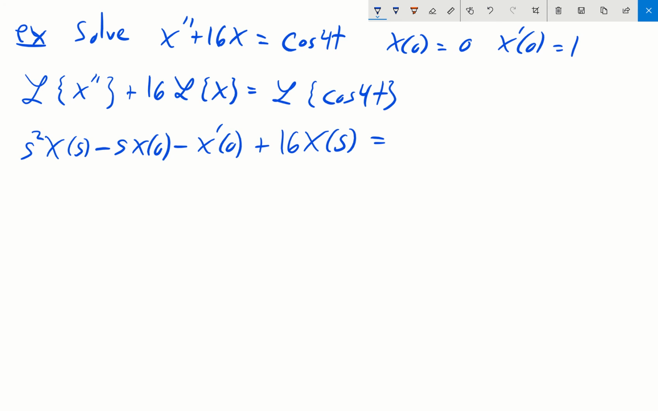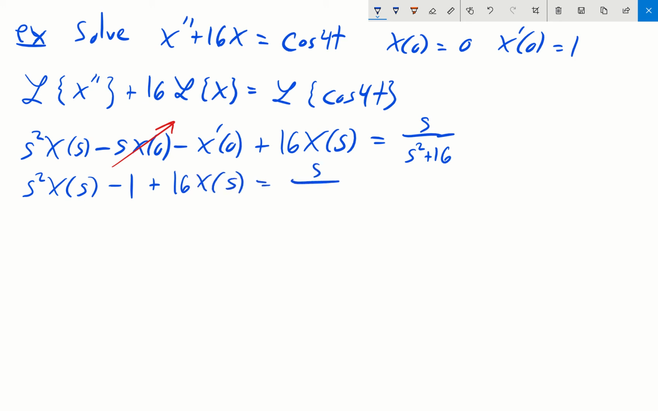The Laplace transform of the cosine of 4t we know is going to be equal to s divided by s squared plus 4 squared, which is 16. Let's now try to get rid of these constants and get all of our x of s terms to one side. x of 0 we know is equal to 0, so this term will be gone. We know that x prime of 0 is equal to 1, so this is minus 1 plus 16 x of s. This is equal to s divided by s squared plus 16.